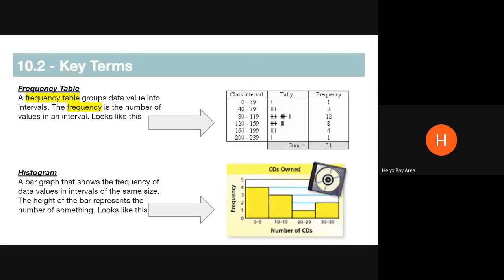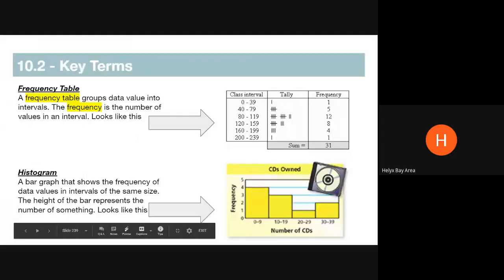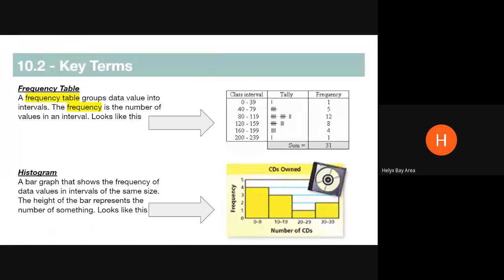So 0 to 9, 4 people own that many CDs. 10 through 19 CDs, 3 people own that many CDs. 20 to 29. I don't get the frequency table. Okay, so a frequency table is essentially like you have an interval, right?